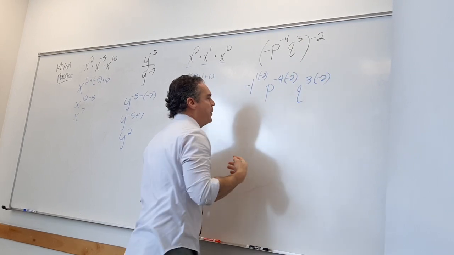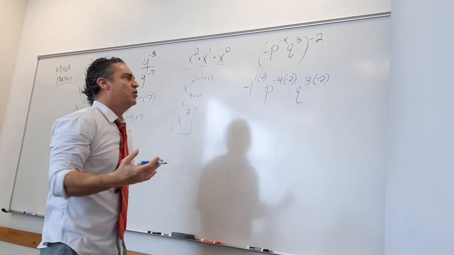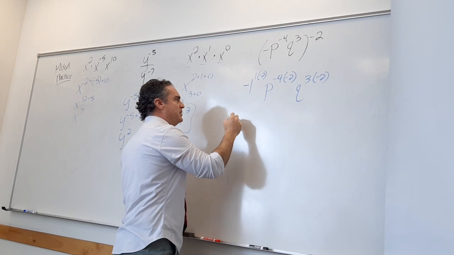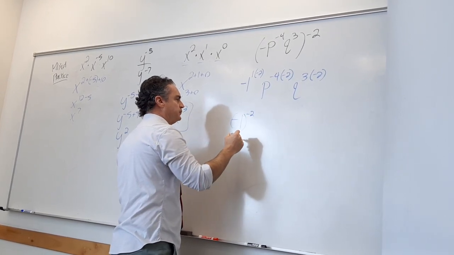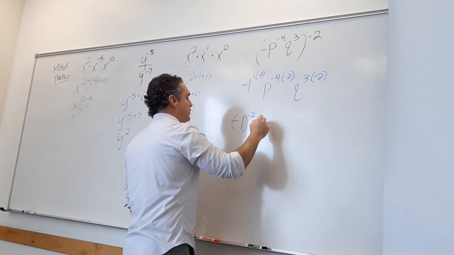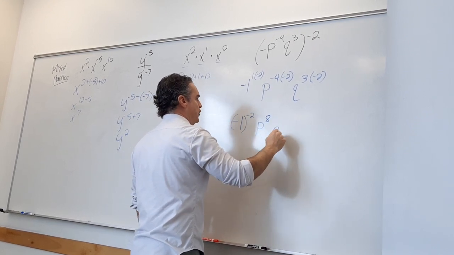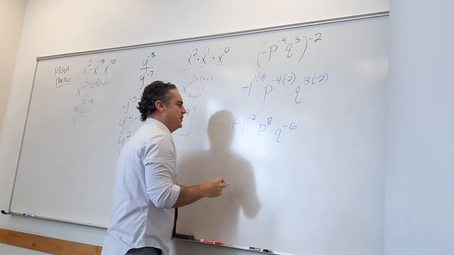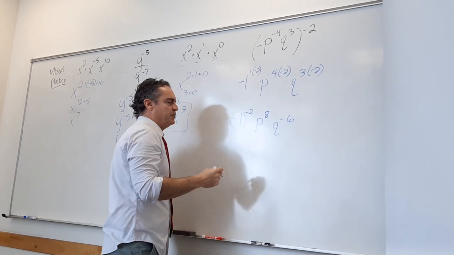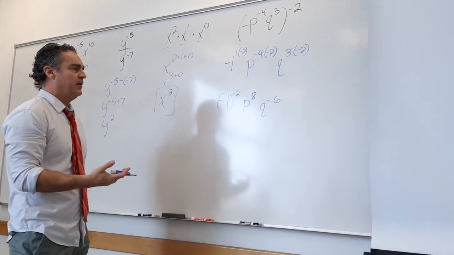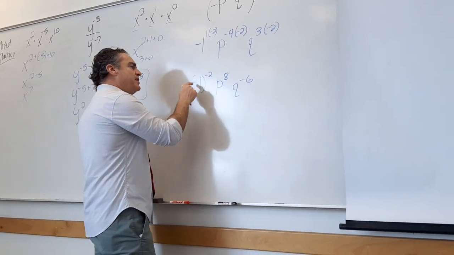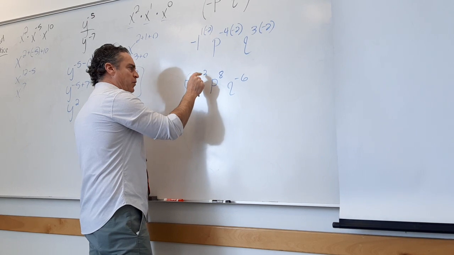We know that when we do a power rule, everything in the parentheses receives the power. This ends up being negative 1 all to the negative 2, p to the positive 8, and q to the negative 6. So now we have to address the negative exponents, because to be a simplified problem, we cannot have negative exponents. We can have a negative big number, but that's a negative exponent. We got to deal with that.